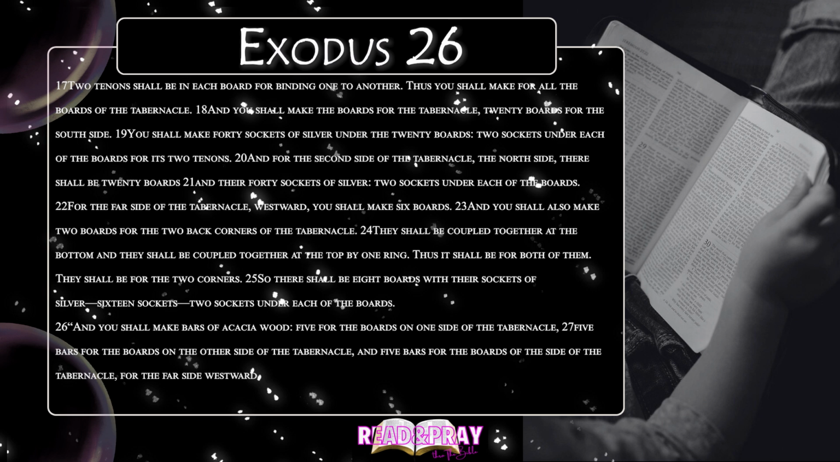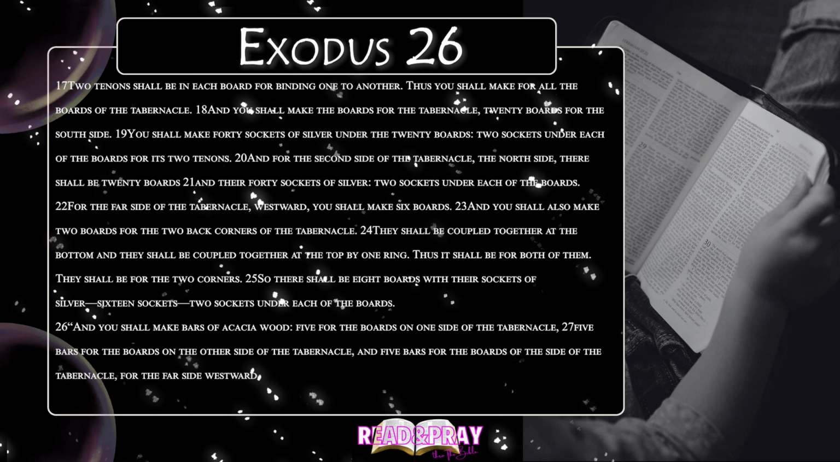And you shall make the boards for the tabernacle, 20 boards for the south side. You shall make 40 sockets of silver under the 20 boards, 2 sockets under each of the boards for its 2 tenons. And for the second side of the tabernacle, the north side, there shall be 20 boards, and their 40 sockets of silver, 2 sockets under each of the boards.